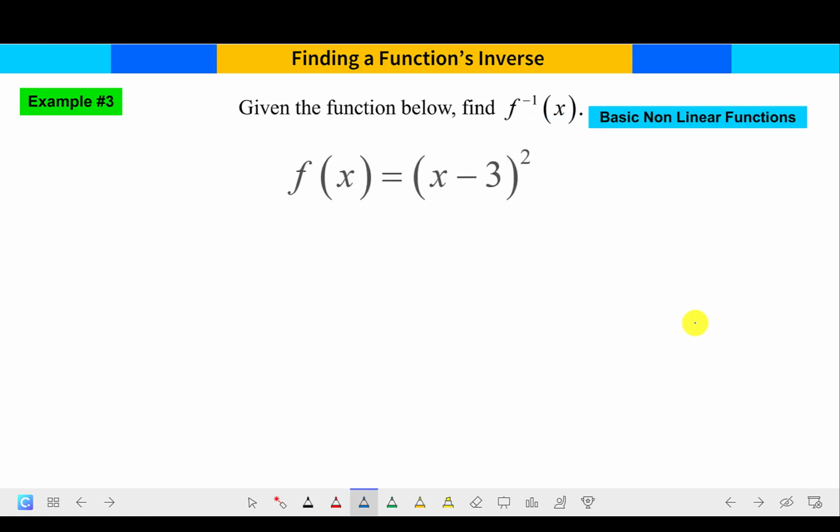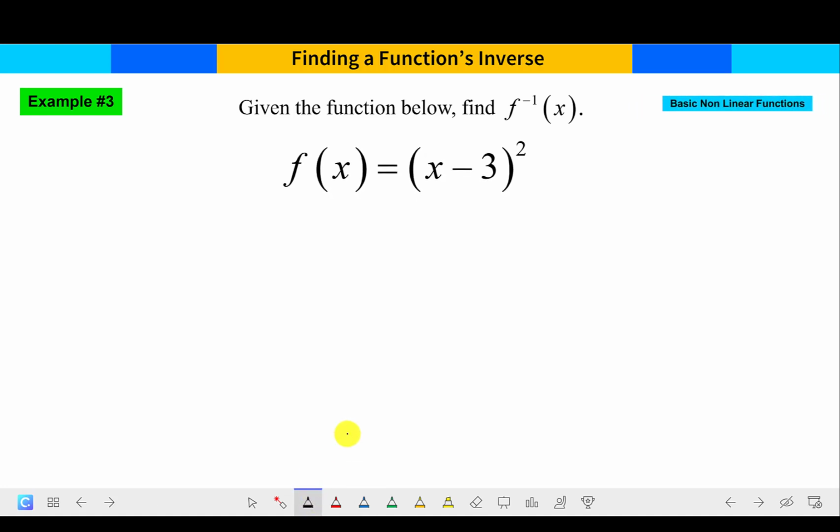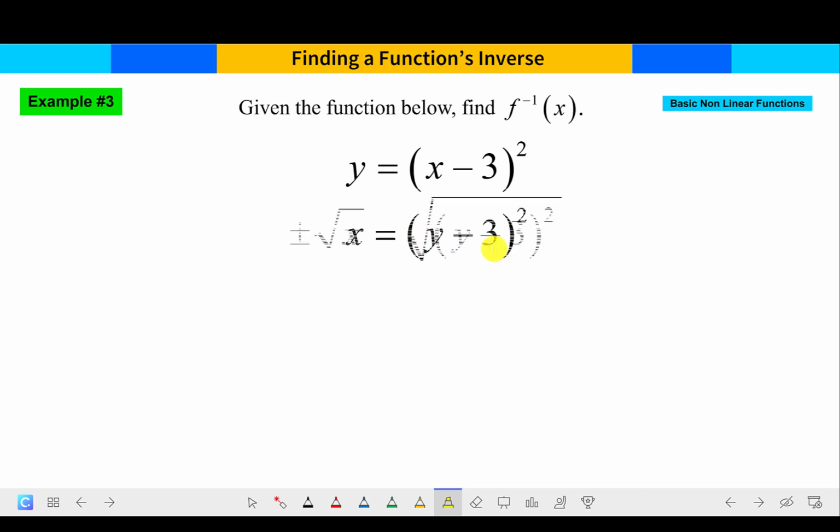Okay, so let's go ahead and try this. Now, I encourage you right now to pause and just do this on your own. See what you get. Okay, so hopefully you're back. Just like before, I'm going to write this as y instead of f of x and exchange variables right now. Now remember, my whole objective is to get y alone. So to get y alone, I have to first get this squared term alone. And to get this alone, I'm going to have to take the square root of both sides.